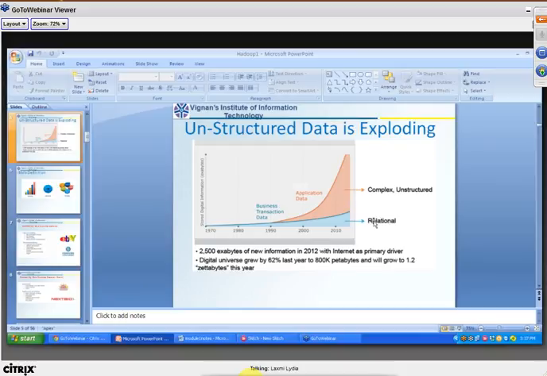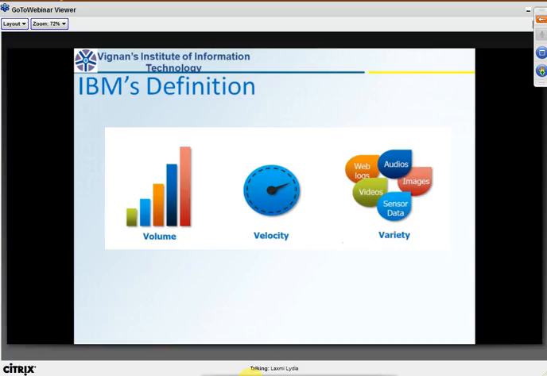So IBM has defined big data as always bigger in volume. It is increasing and increasing in size. Big data is increasing in volume. So IBM has defined big data as: big data is bigger in volume, big data is bigger in velocity, big data is bigger in variety.